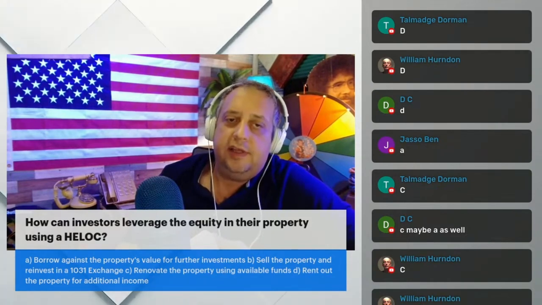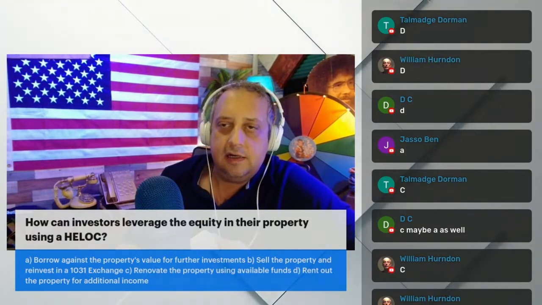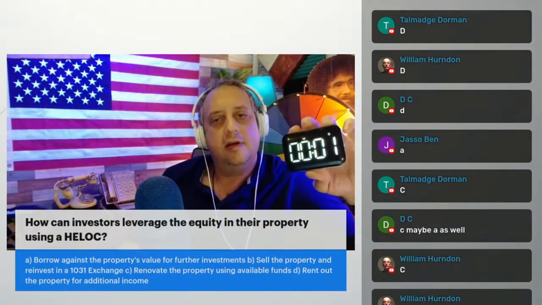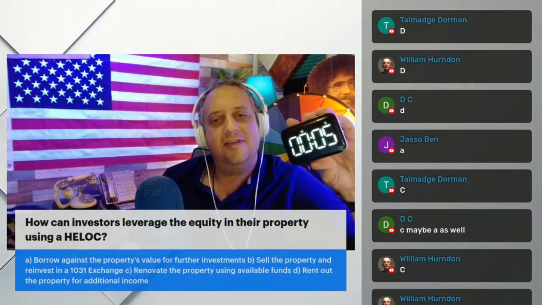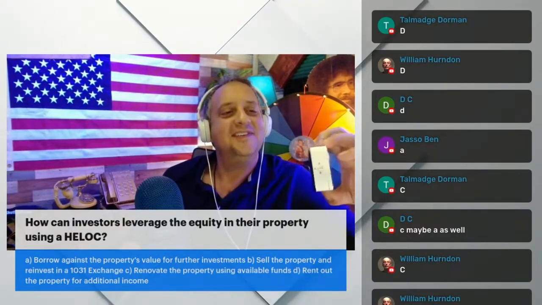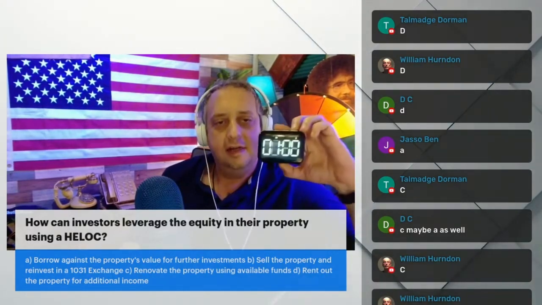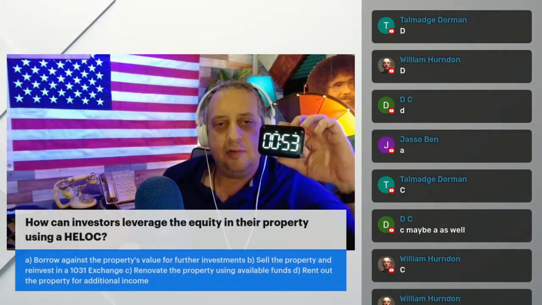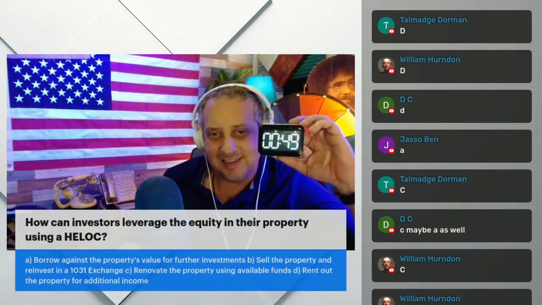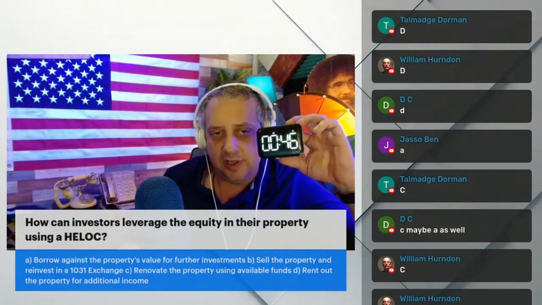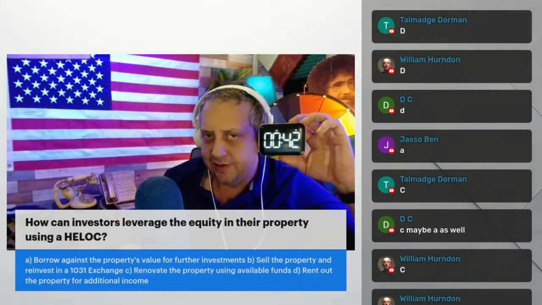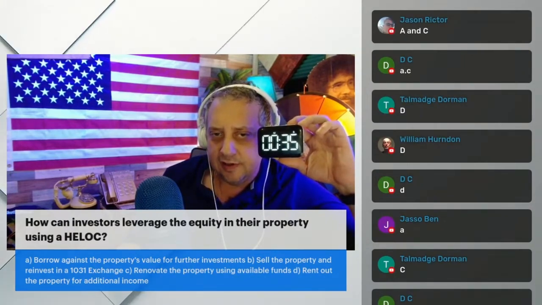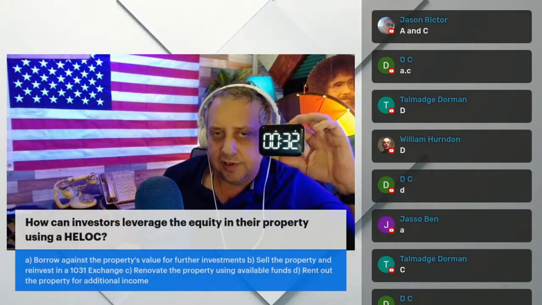How can investors leverage the equity in their property using a HELOC? A, let's clear this here and start. Oops, we're going backwards now. I gotta figure the thing out. I hit the wrong button here. Okay. How can investors leverage the equity in their property using a HELOC? A, borrow against the property's value for further investments. B, sell the property and reinvest in a 1031 exchange. C, renovate the property using available funds. Or D, rent out the property for additional income.